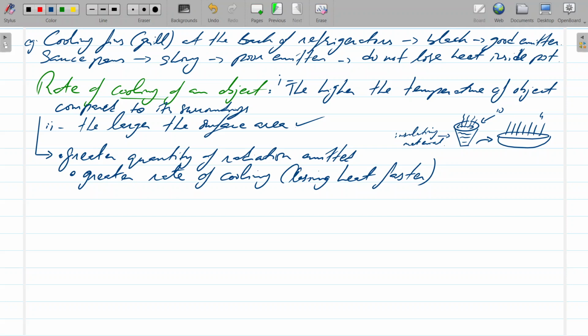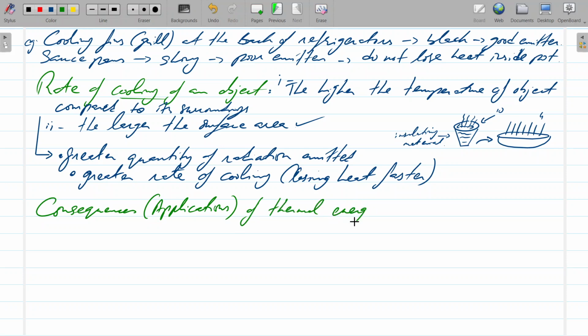Now, consequences of thermal energy transfer, right? And it's basically applications of thermal energy transfer. So, consequences and applications of thermal energy transfer.